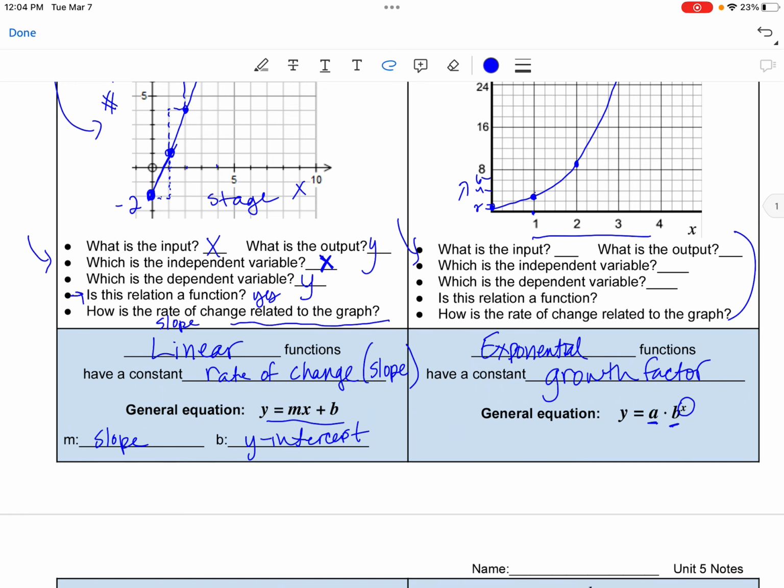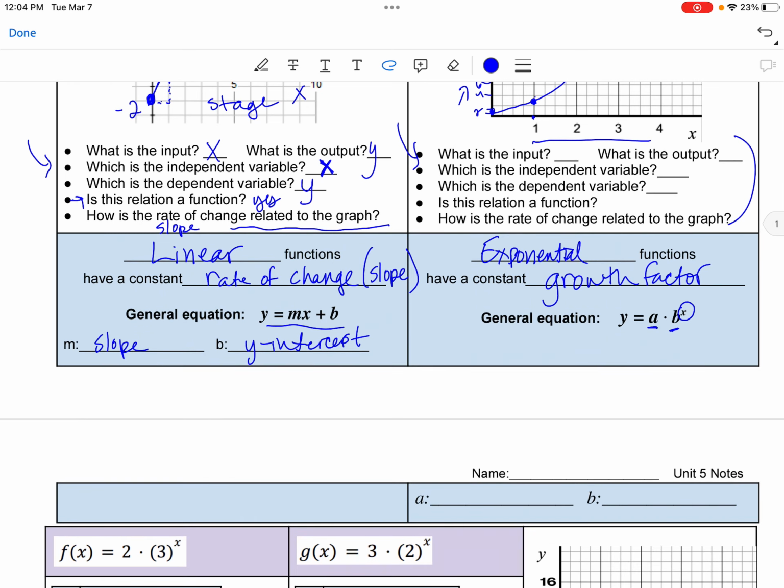And I think I accidentally made this too big here. So this should be a and b should be here. Got pushed to the other page. A, in this case, is the initial value, meaning it is the starting, when x equals 0, it's what y equals. It's y equals when x equals 0.